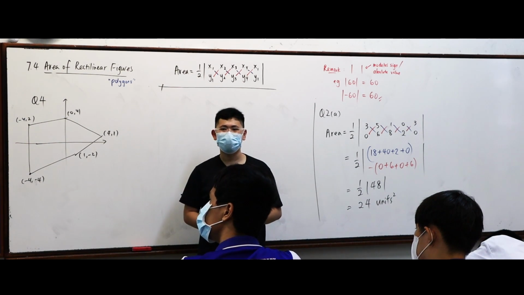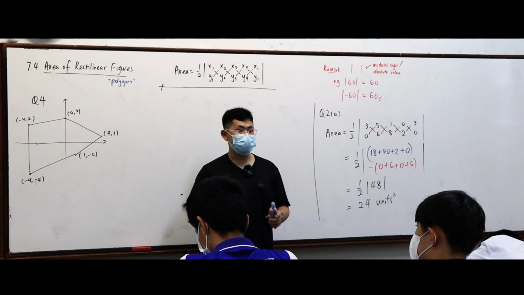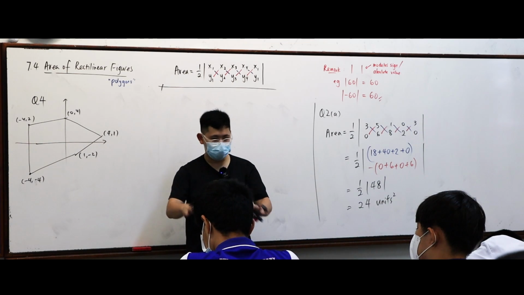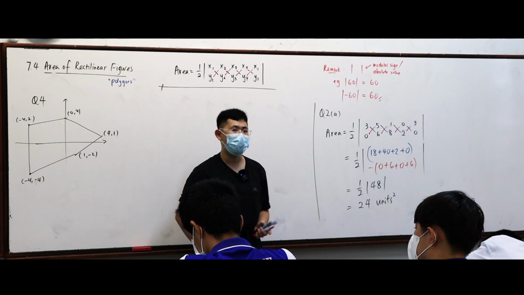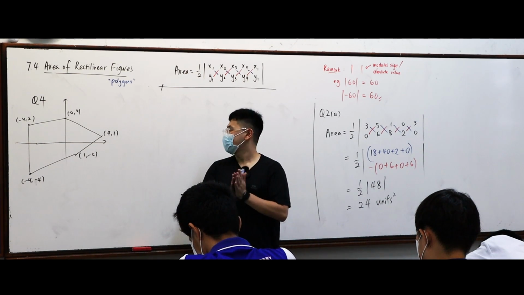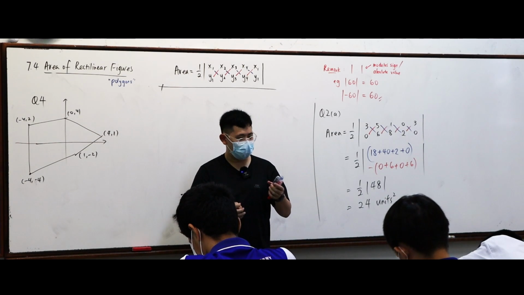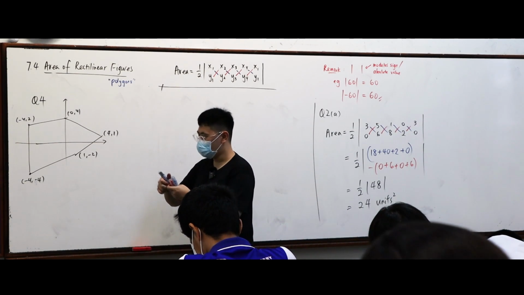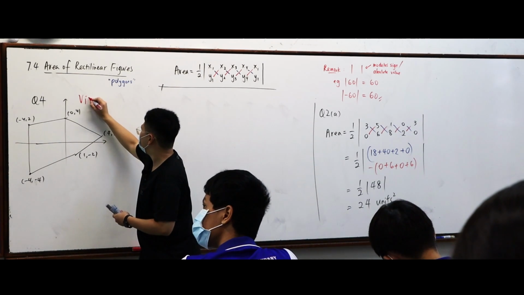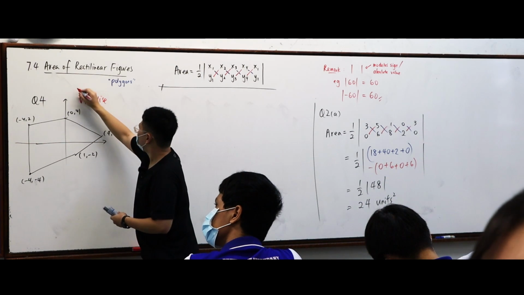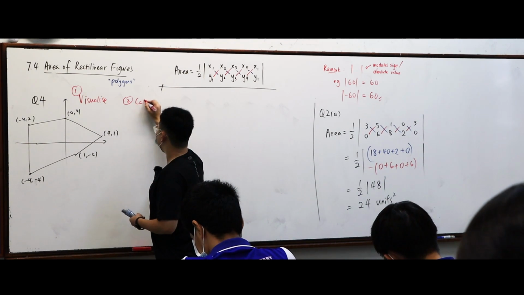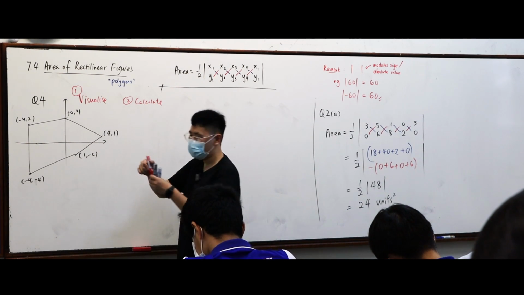Yes, a very irregular one. Okay, so the nice thing is if you can fit everything into the Cartesian plane, your shoelace will do all the working for you. Alright, so how can we find the area of this thingy now? The first thing is to visualize. Then the second one, calculate. So how do we calculate the area?